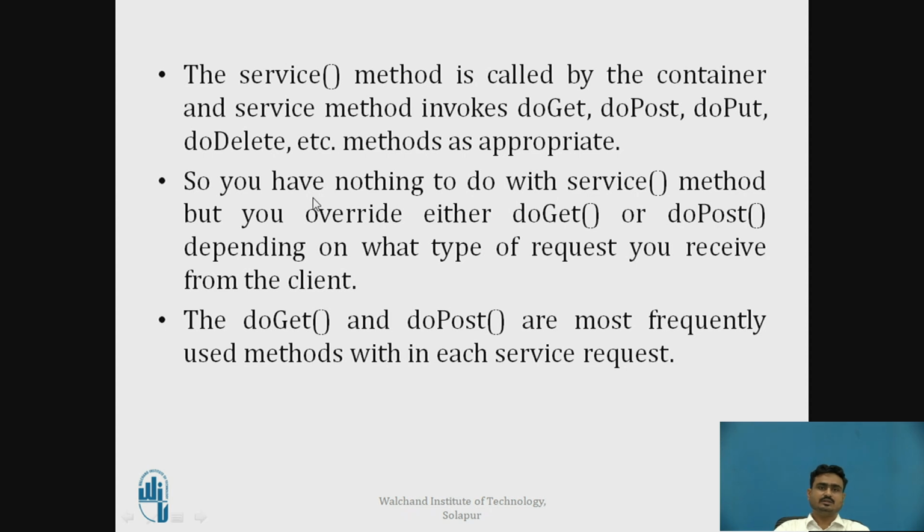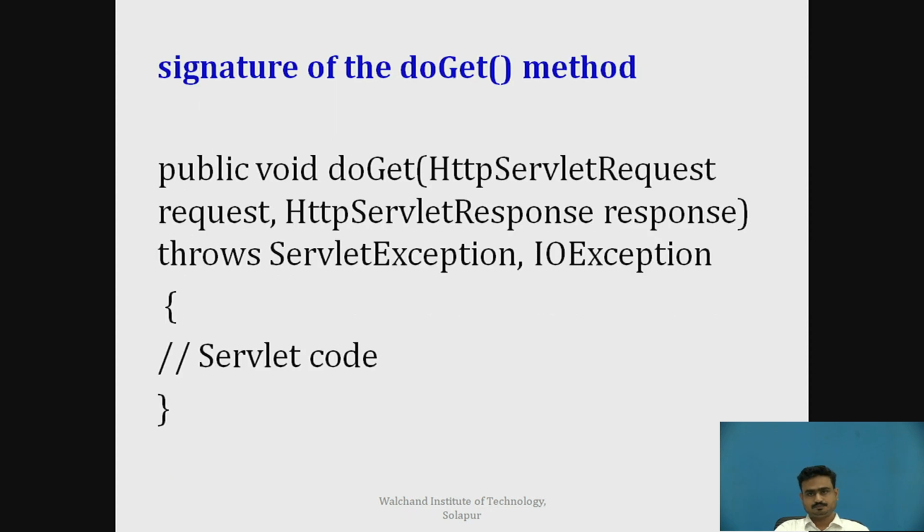The service method is called by the container, and the service method invokes the doGet, doPost, doPut, doDelete, etc. methods depending on which is appropriate. So you have nothing to do with the service method, but you override either doGet or doPost depending on which type of request the client wants. That is where the response will be done. And doGet and doPost are the most frequently used methods in each service request.